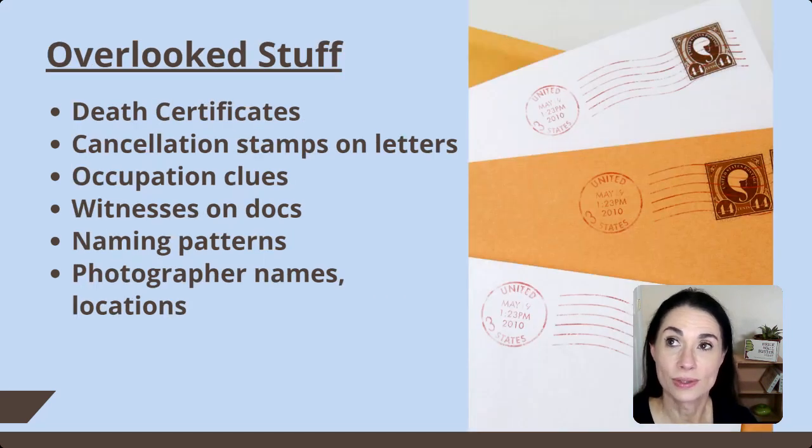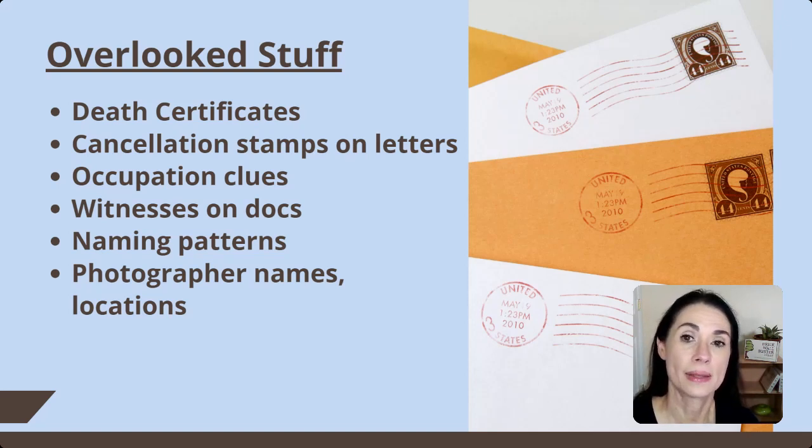Speaking of things that are overlooked or that are not found, make sure you're getting death certificates for everyone connected to your target ancestor that could potentially answer that particular research question. Look for small things like the cancellation on stamps or letters or the photographer's names for location clues. Maybe the photograph of a family member has the location where that photograph was taken, and you could go research in that place, or the cancellation on a letter would operate the same way. You can go research in that location and see if you can find clues about your target ancestor.